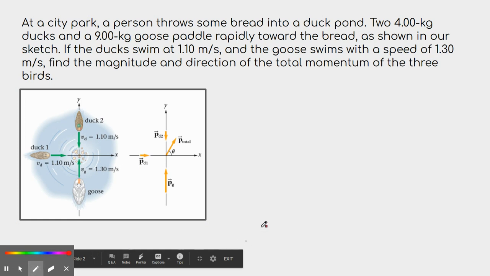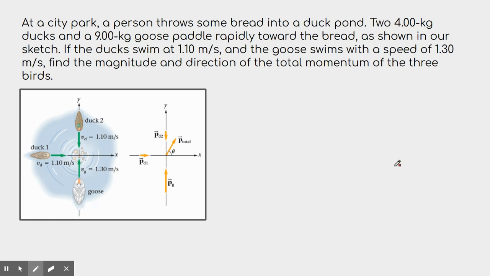We are going to start with a problem that involves 3 different birds. So we have 2 ducks and a goose. And I've given you the image to help you visualize this. So we see duck number 1 here is heading in the x direction. So we've drawn our coordinate system to make the most sense. It's like this. There's x and here's y.